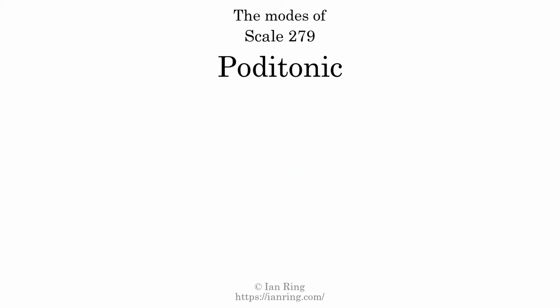This scale has 5 modes. The first mode is itself. The second mode is scale 2187, also known as ionotonic. It sounds like this.